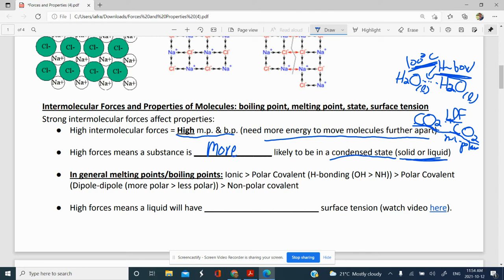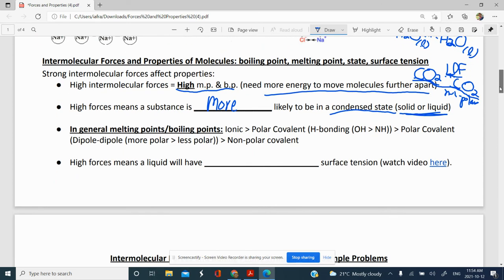So that's why water is liquid, but CO2 is a gas, primarily because of the difference in their forces. Stronger forces in water because it's polar, weaker forces in CO2 because it's non-polar. Don't forget, water also has LDF. It's just that the strongest force is the hydrogen bond.